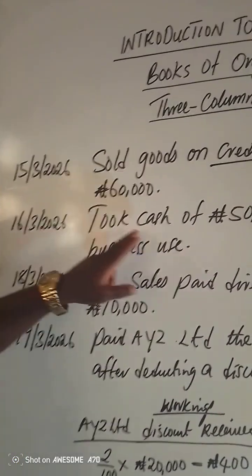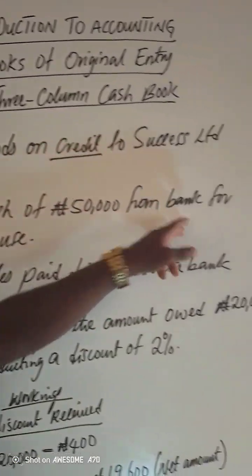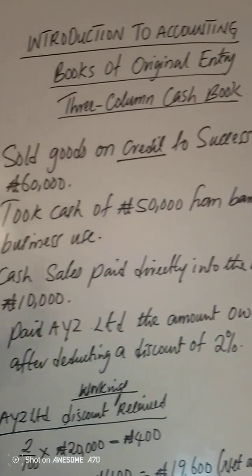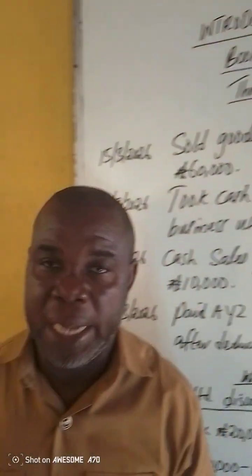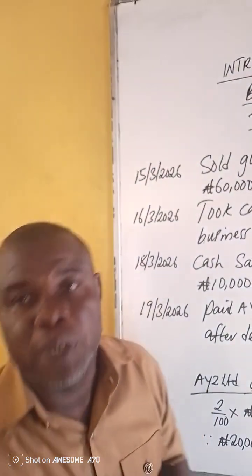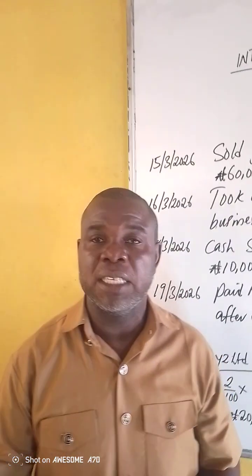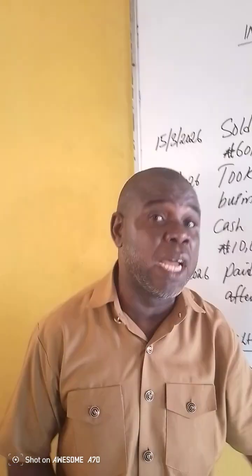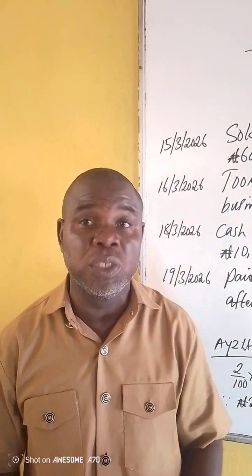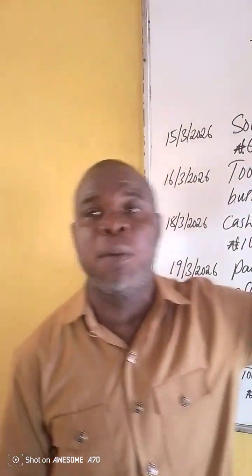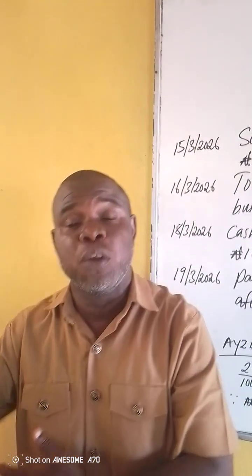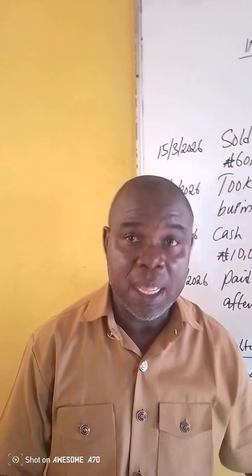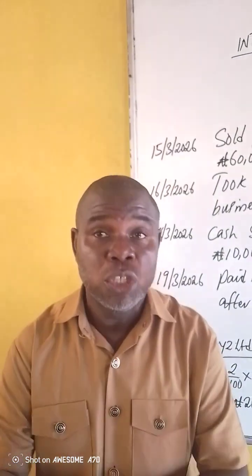They will now say, took cash of 50,000 from bank for business use. This is what is called a contra entry. We are taking money from the bank for business use. That is where bank is giving and cash is receiving. Mind you, I told you that a contra entry is an entry whereby either money moves from bank into the business or from business to bank. And here, the purpose should not be mentioned.